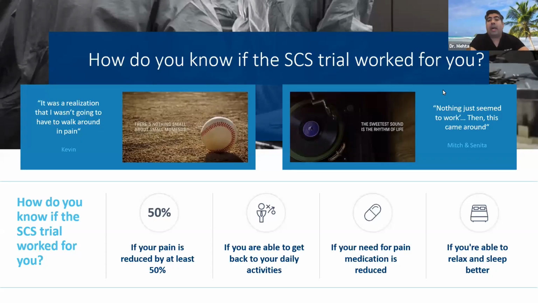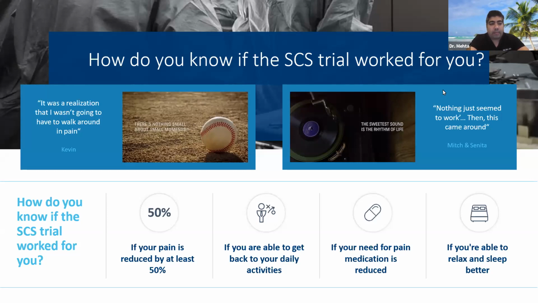Well, how do you know if the trial has worked for you? Let's say you say, Dr. Mehta, I did the trial, but I don't know if that's what I expect. Well, science says that if you get 50% relief, then that's a positive test. Most of our patients get 60, 70, 80% relief. If you're able to get back to your daily activities for those 5, 7, 10 days. Usually I'll do a trial for a week. If your need for medication is reduced.